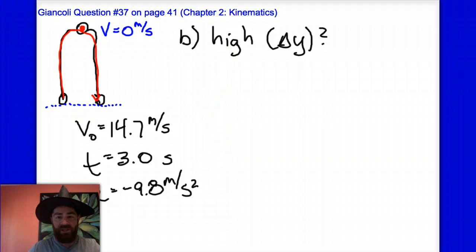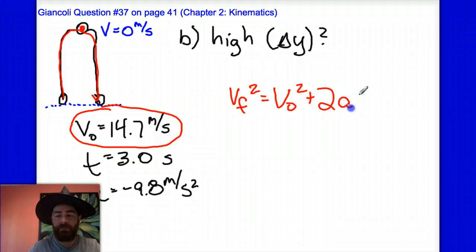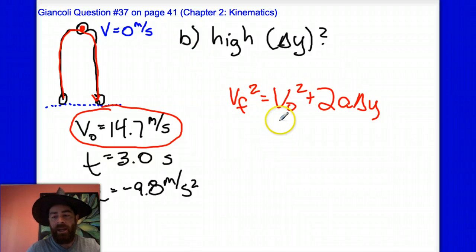You have a lot of information here, so you can approach the problem using a couple of different routes. The first one would be you could use your calculated initial velocity from part A and use the third equation of motion, Vf squared equals Vo squared plus 2a delta y. Everything here is known. We know Vf, Vo here again at h max, or our maximum height, is equal to 0. And we know the acceleration, and we'd be solving for delta y.